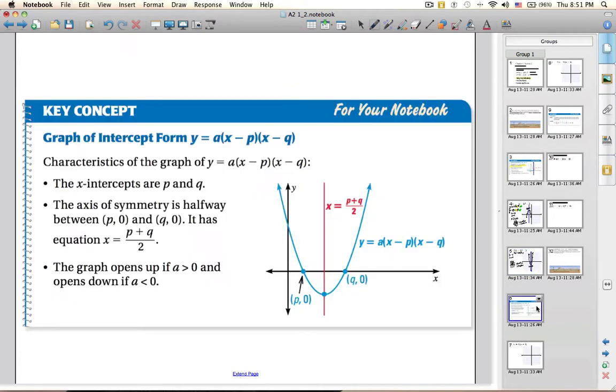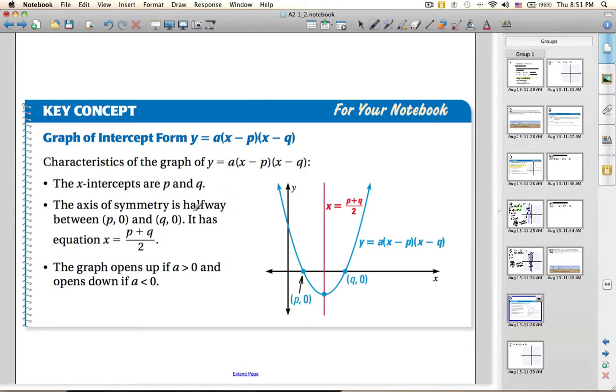Okay, if we look at intercept form, notice it's a little different. Instead of a binomial squared, we have two binomials being multiplied together. What's important here is that the x-intercepts are P and Q. So I'm going to pull P from here and Q from here, and I'll get 2 points that are on the x-axis. That's where the x-intercepts are.